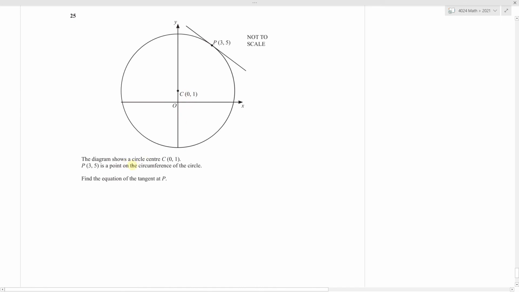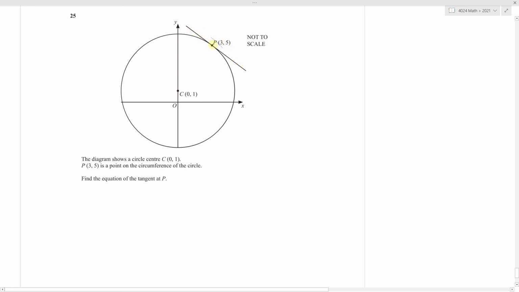Question number 25 is the diagram shows a circle with center C. This is the center of this circle. And then point P is 3, 5 is a point on the circumference of the circle. Find the equation of the tangent at P. So this is your tangent which touches the circle at this point P. So you have to find the equation of this line here.